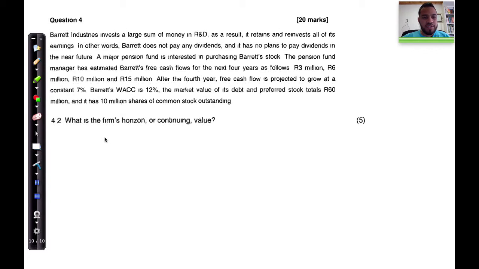This is question 4.2. It reads, what is the firm's horizon or continuing value? Another word for horizon or continuing value is the terminal value, or the value of operations. Those are just some other terminology that we can look at.